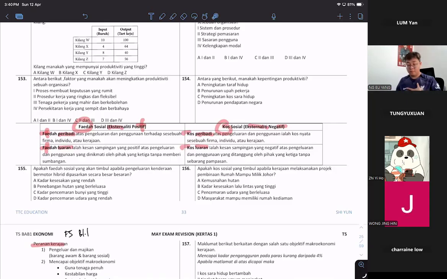So let's say, what's the faedah sosial as a faedah peribadi? So I live in Singapore. I didn't have the money to buy my personal vehicle. It's too expensive, including the parking fee.